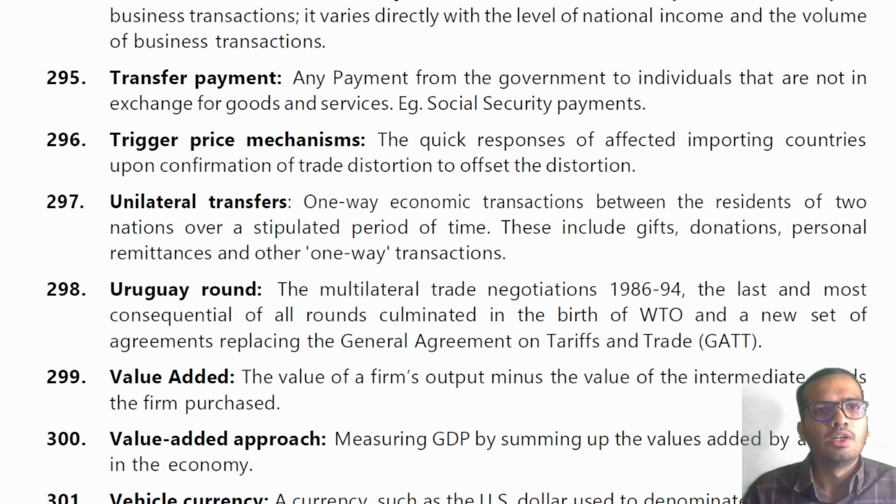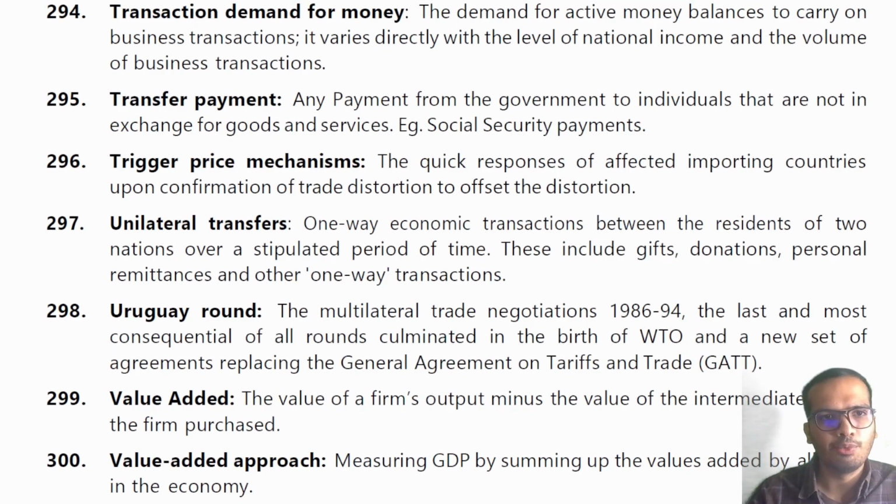Then we have transfer payments. Any payment from the government to individuals that is not in exchange for goods or services. Example, social security payment. Then we have trigger price mechanism. So the quick response of affected importing countries upon confirmation of trade distortion to offset the distortion.